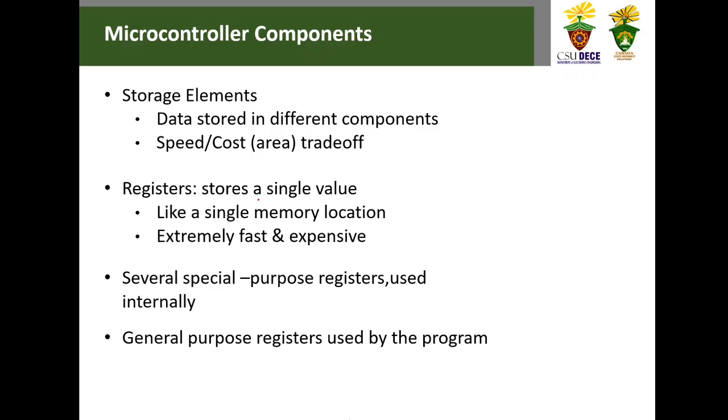So a register only stores a single value, and it acts like a single memory location. It is extremely fast and expensive. When we say extremely fast, when we refer to the register's access time, it takes only half a clock cycle. You can access it that fast.